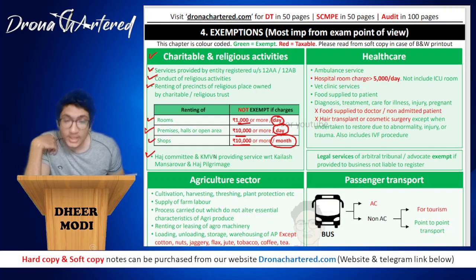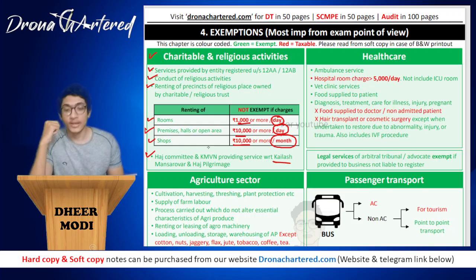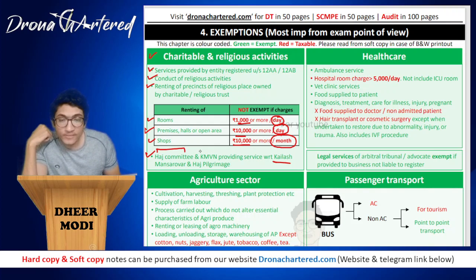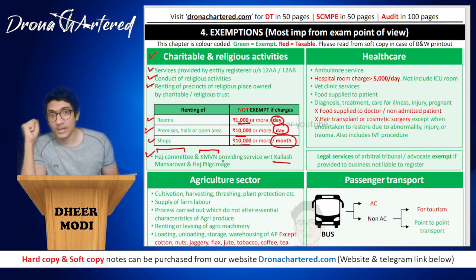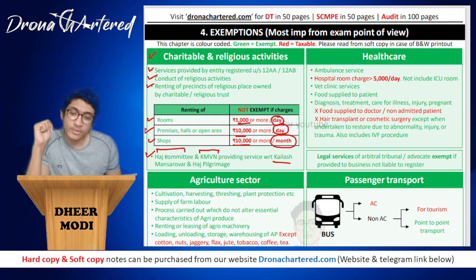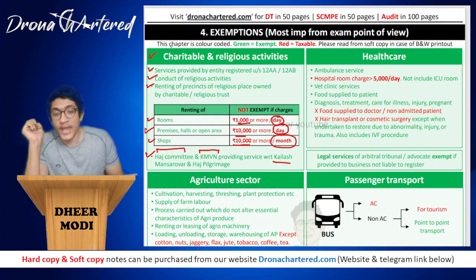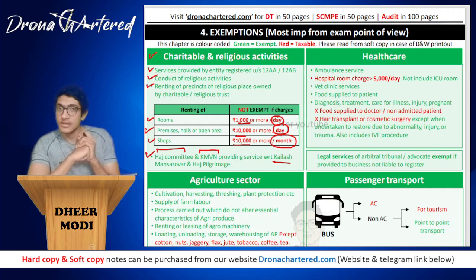Hajj committee and your KMVN providing service with respect to Kailash Mansarovar and Hajj pilgrimage, these are exempt. So you have to remember only if these two people are providing the service, only and only if these two people are the ones who are providing the service will it be exempt. Otherwise, any other person providing these services will become taxable. Clear? So they will give you a tricky question where they have specified some third person's name. Only and only if it is Hajj committee or your KMVN, this is your Kailash Mansarovar something something. So only if these are providing the service will it become exempt. And we are done with your charitable and religious activities.